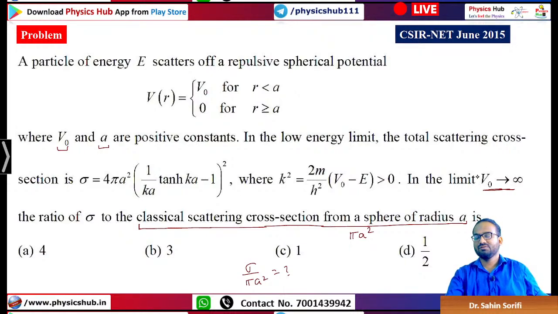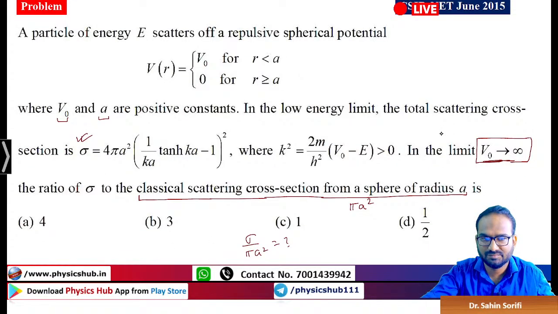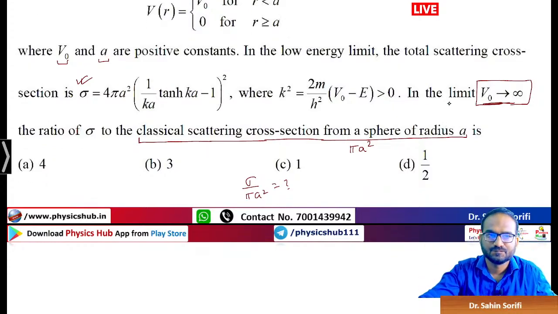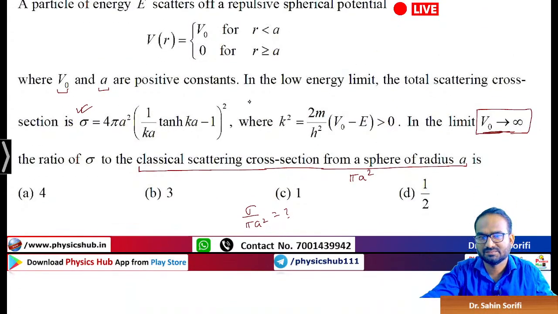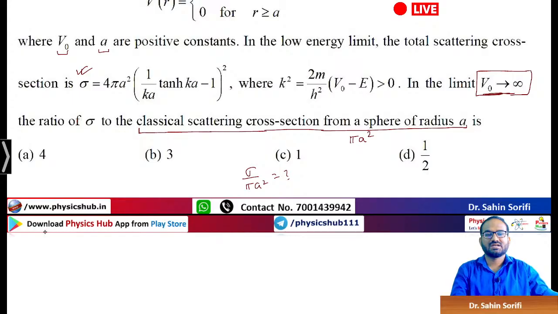So it is using the language of scattering, but it is actually a mathematics problem. You have been given sigma is equal to this expression. So you have to put the limit v naught tends to infinity, and in this limit find out sigma, and take the ratio between sigma and the classical scattering cross section of a sphere of radius a, which we know is pi a square. So this potential and all, it doesn't matter. Here we can directly start from the expression given for sigma.